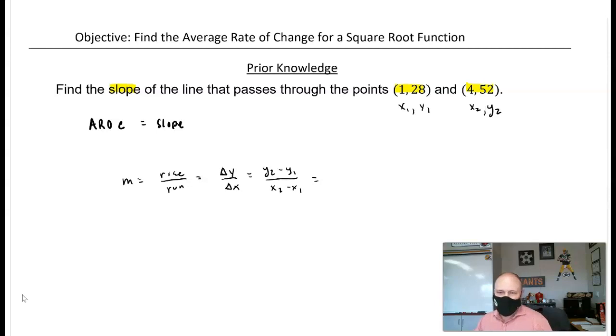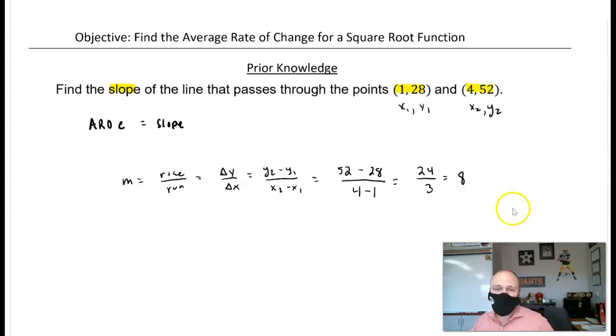All right, hopefully you paused the video and tried that. If I substitute here, y2 is 52, y1 is 28, divided by x2 minus x1, that's 4 minus 1. So 52 minus 28 gives us 24, and 4 minus 1 gives us 3. 24 over 3 is 8. So the slope of this line is 8.